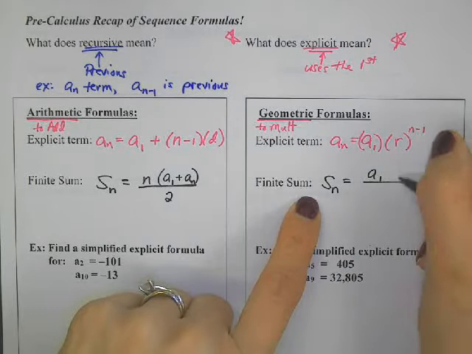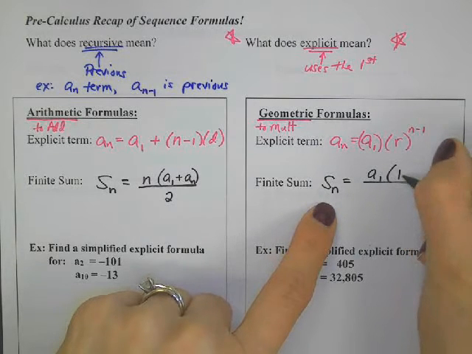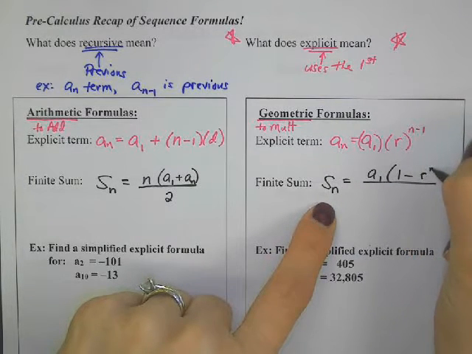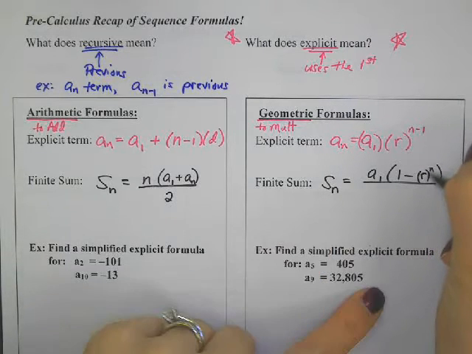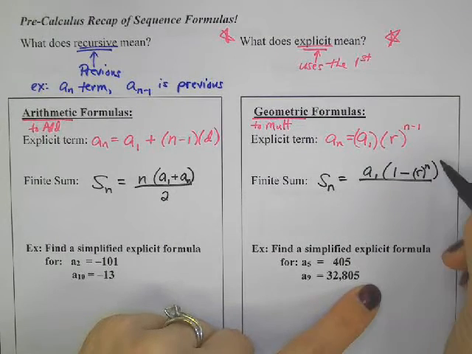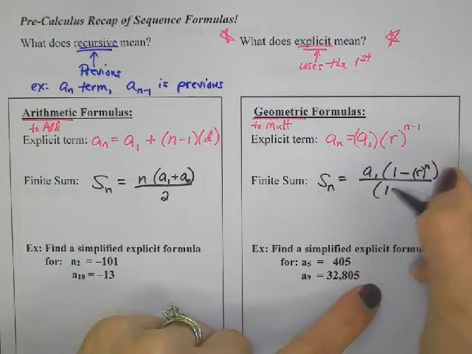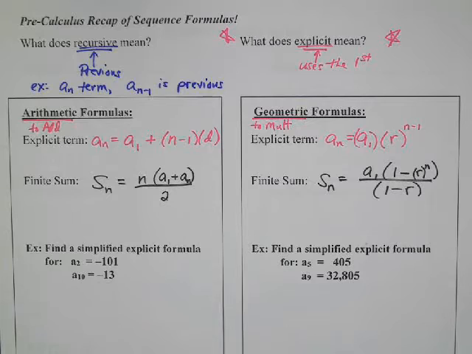The finite sum for geometric was a little fancier. 1 minus r to the n power, and sometimes it helps to put r in parentheses. So the r is the only thing getting the n power. Do not put it out there. And in the bottom, it's just 1 minus r.